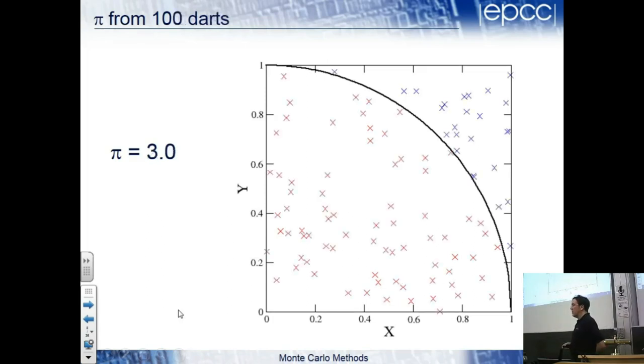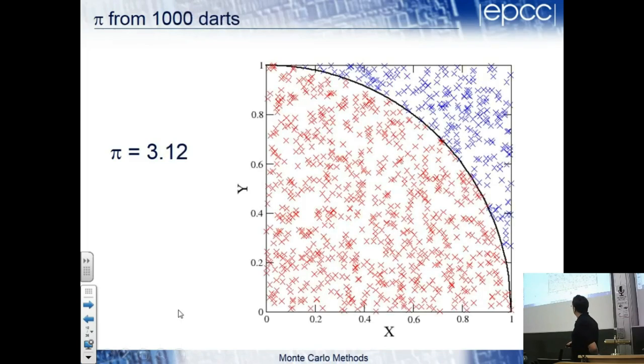But if I pick 100, I get pi of 3.0, which is a bit better. And if I use 1,000, I get 3.12. And that is starting to look like a reasonable approximation to the value of pi. One of the standard ways of sampling distributions is to pick points randomly. This is a very simple example where we know the answer, but if we sample this distribution randomly, the number that land inside this unit circle gives us an approximation to the value of pi.